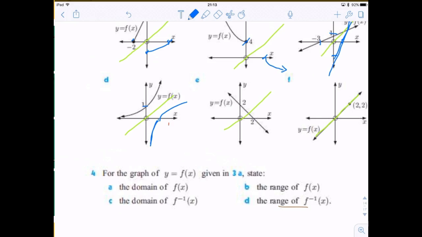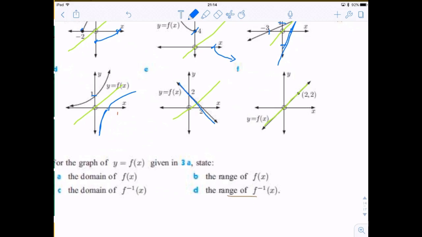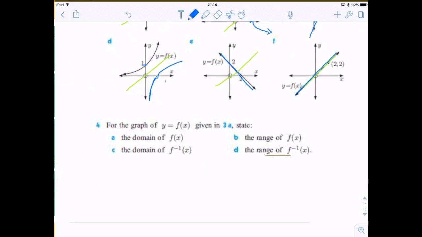Okay. And then, E, this is kind of a trick question. Do you see that if you reflect this line across the green line, basically you're going to get this exact same line, because this function is an auto-inverse function. It's its own inverse. And then this last one, you can see that the function is actually the y equals x line. The inverse of y equals x is also y equals x. So that just kind of ends up on top of itself, just like in E. So E and F are auto-inverse functions.